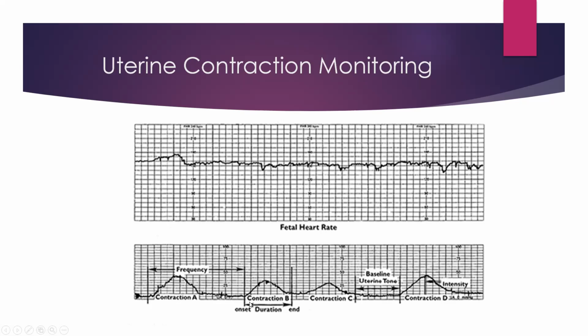As far as duration, we already counted this one right here: 10, 20, 30, 40, 50, 60, 70 seconds. Then let's look for what appears to be the shortest contraction, which would probably be this one right here. It's going to be 10, 20, 30, 40, 50, 60 seconds. So our range would be 60 to 70 seconds for the duration of the uterine contractions.